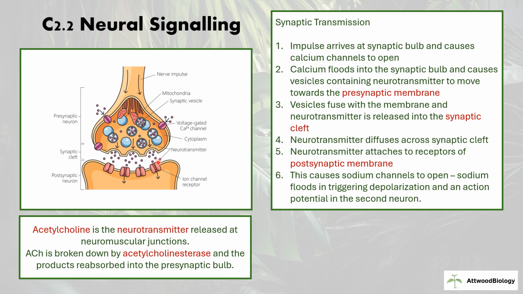Now, once it's bound to the receptors, and that's because the action potential arrived, we need it to leave again because we don't want it to continue to stay bound to the receptor, because that would mean that in the muscle there would be continuous contraction, and we don't want that to happen. So therefore, the acetylcholine is broken down by an enzyme called acetylcholinesterase, and the products of this breakdown can then be absorbed back into the synaptic bulb and repackaged into these vesicles to be used again.